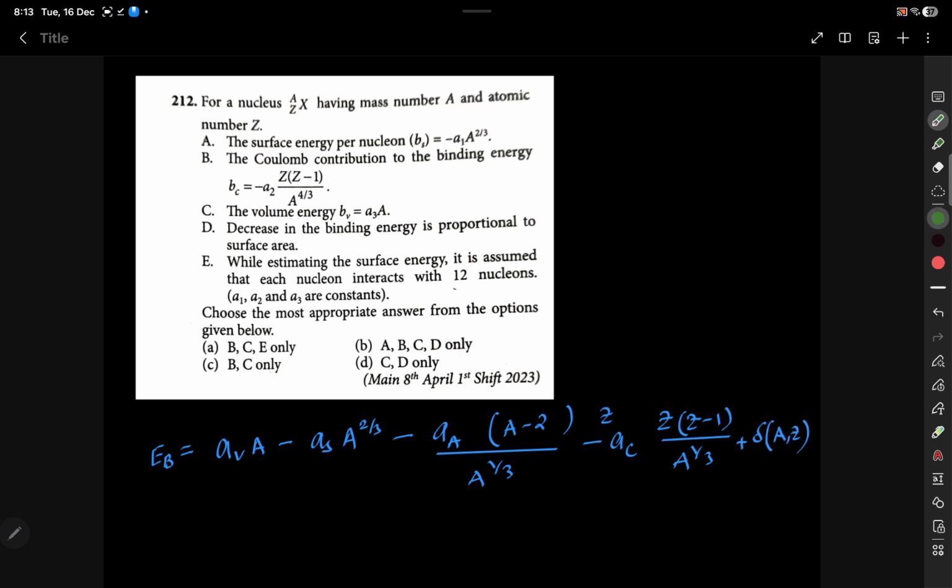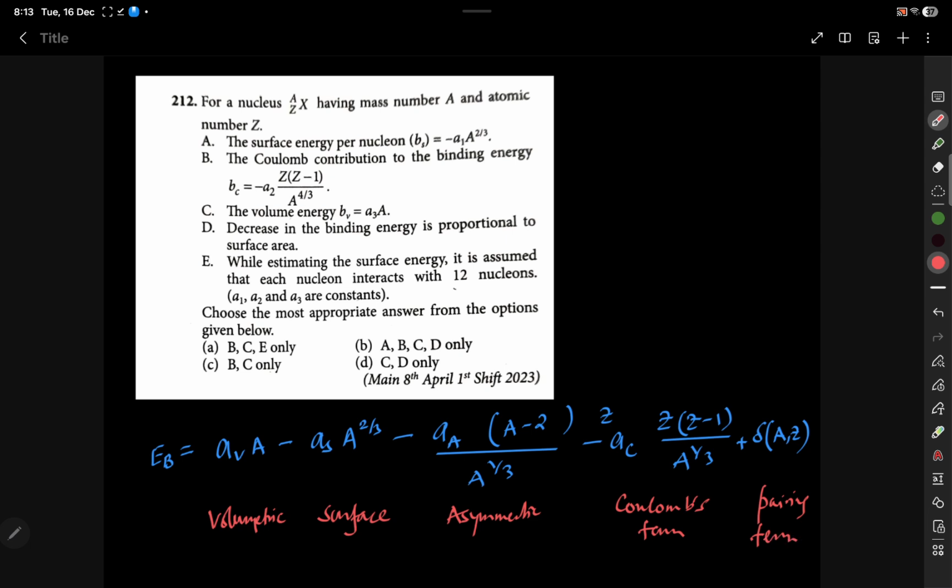There are 5 terms. The first one is the volumetric term, second is the surface term, third one is the asymmetric term, fourth one is the Coulomb term, and the last one is the pairing term. All these terms comprise the binding energy. You need to remember this one.